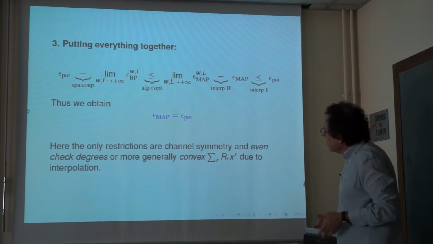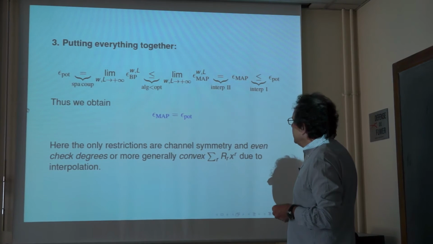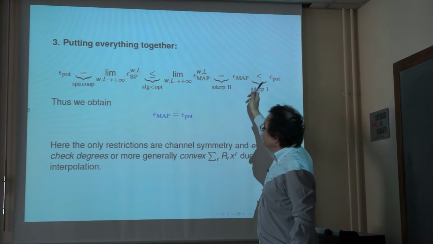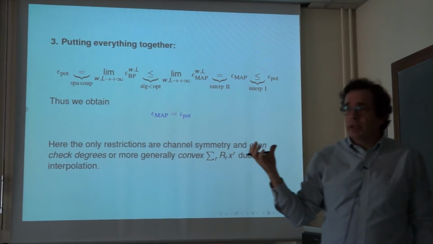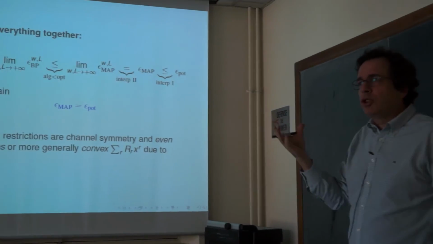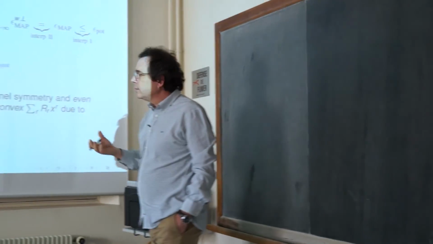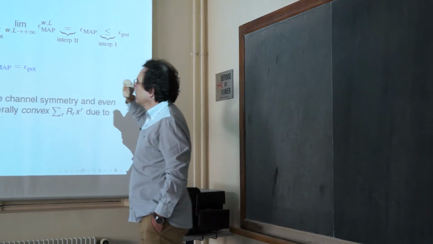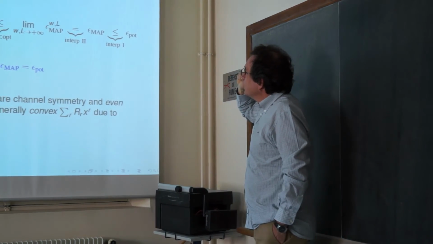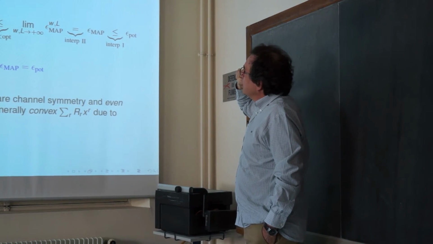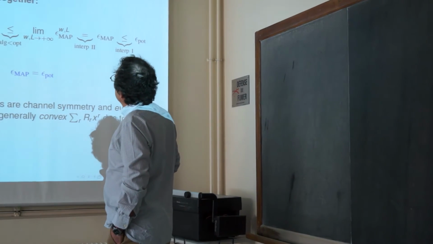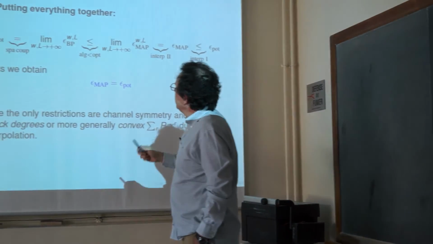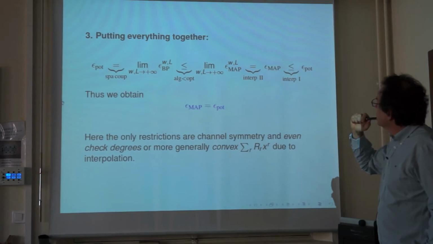So, okay, if you want to do this in detail, you have some technical problems. To do these interpolation steps, you need that the degrees of the check nodes are even. This might sound strange. I don't understand why you need this. You can generalize a bit, but you need some condition on the degrees of the check nodes. And also, at some other point you also need the degrees to be large.